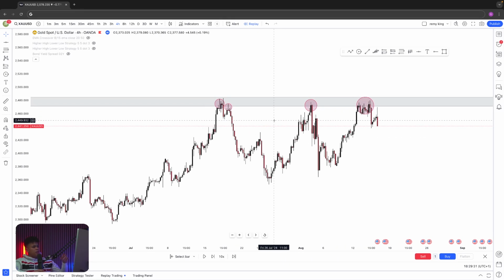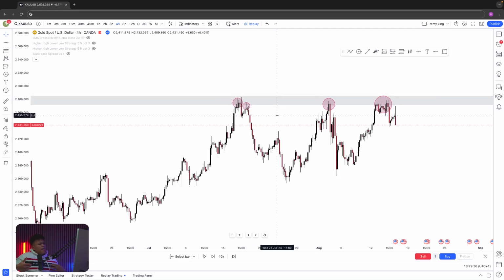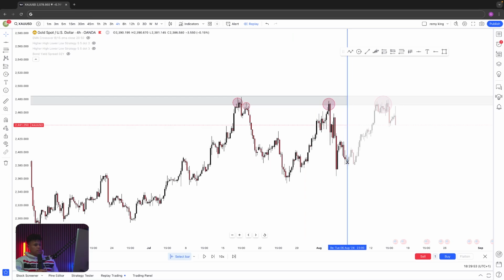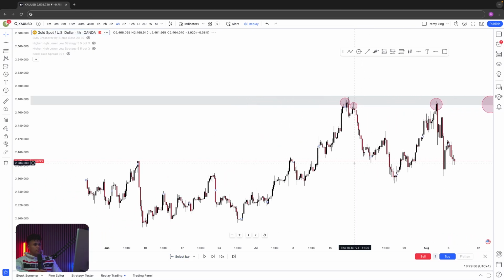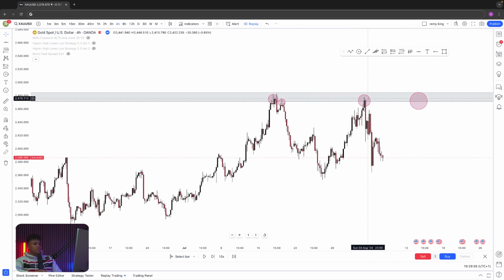Okay, but for now, we can see that price gave us multiple rejections. And what I like to look for is, let's say we are bearish for gold and we saw multiple rejections, and I would like to enter a short position, let's say right here. Okay, I like to enter a short position based off of these rejections, and it would look something like this.